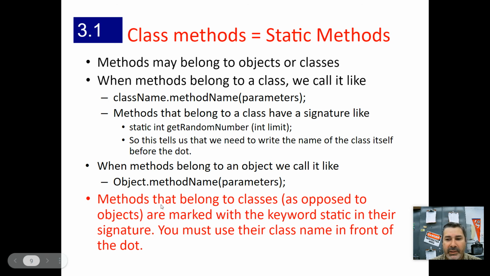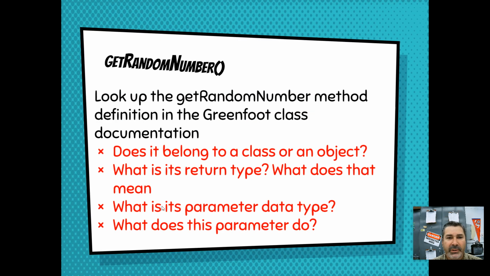Static methods belong to the class, you have to use the dot notation. Something like that. Okay, let's look up the get random number method definition in the Greenfoot class documentation, and then we're going to answer these questions.